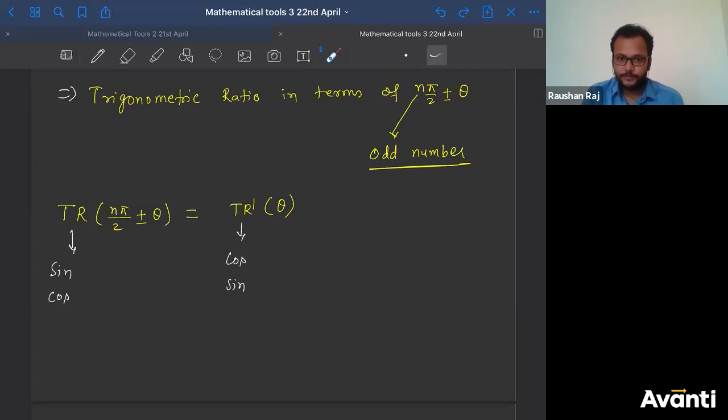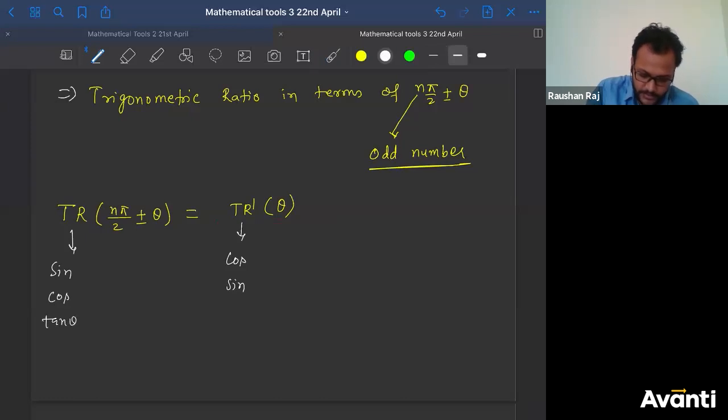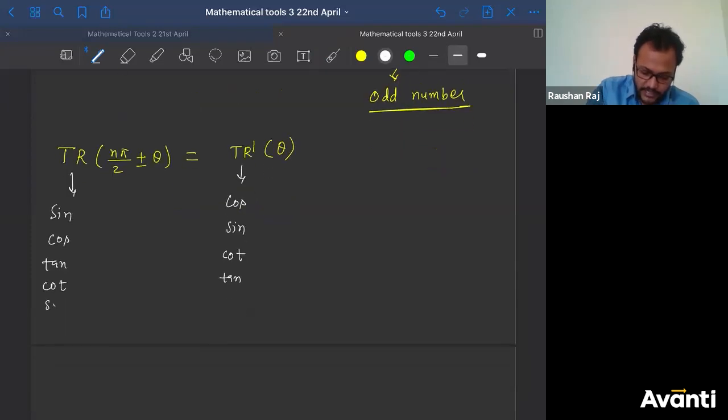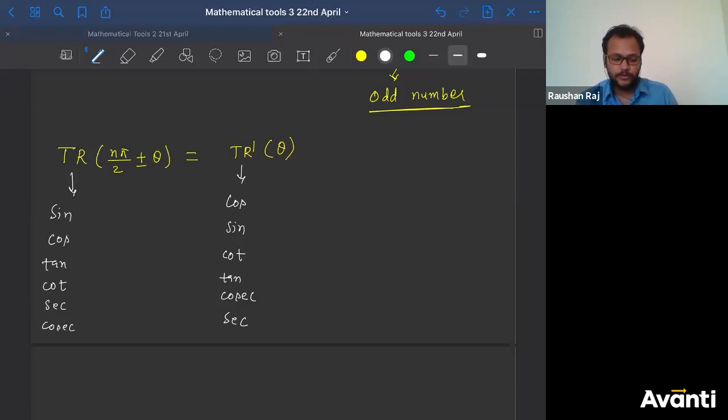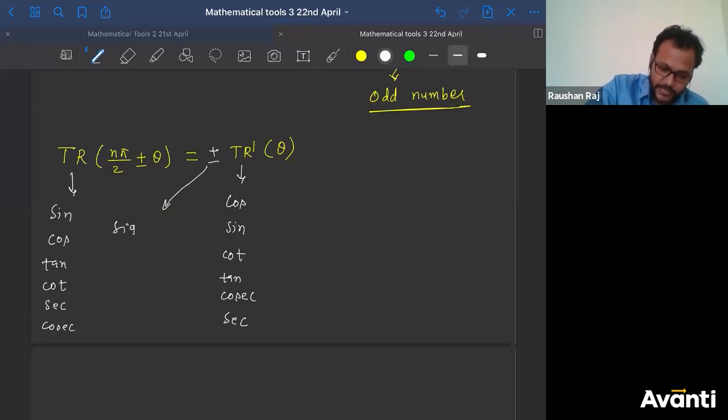बच्चा लोग समझ में आ रहा है सबको? आगे देख क्या करना है. If it is tan, then if it is tan here, it will become cot here. If you are having cot here, it will become tan here. ठीक? Now if it is sec here, it will become cosec. If you are having cosec here, it will become sec. The same thing you have to do, but you don't have to copy that same trigonometric ratio. You have to transform it. Now, what about the positive and negative sign? Now, the sign will be, let me write it here.